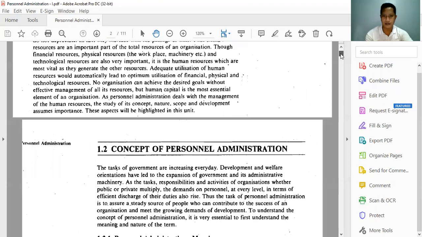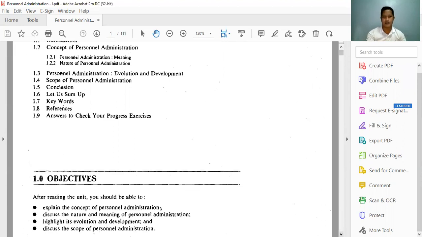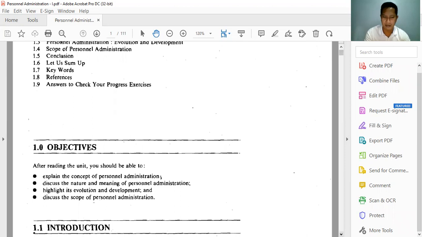So the objectives. Of course, you need to know the objective. So after reading the unit, you should be able to, number 1, explain the concept of personal administration. Number 2, discuss the nature and meaning of personal administration. So we are going to discuss also its meaning. Number 3, highlight its evolution and development, as this speaks to the chronological order in which personal administration developed throughout the years until the present time. And discuss the scope of personal administration.